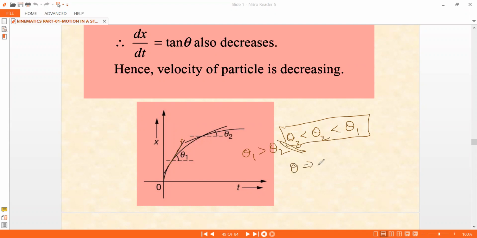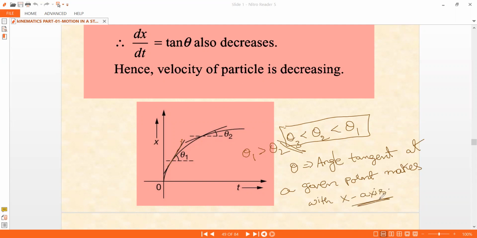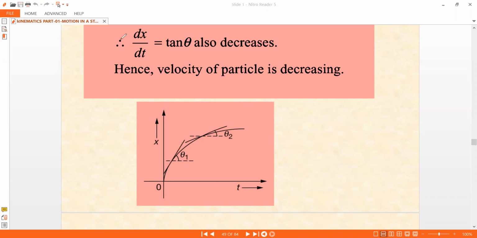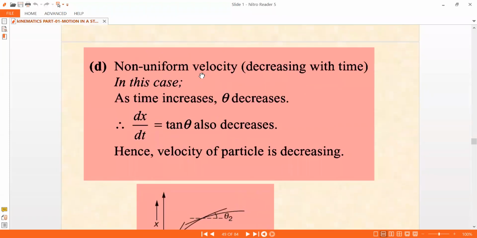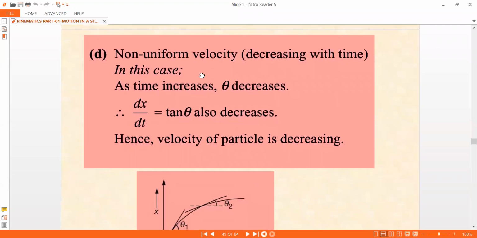Theta is the angle the tangent at a given point makes with the x-axis. This is the idea with which this problem can be worked out. So you can pause the video if you want to make a note. You can always pause the video and do this. I hope you can do that.